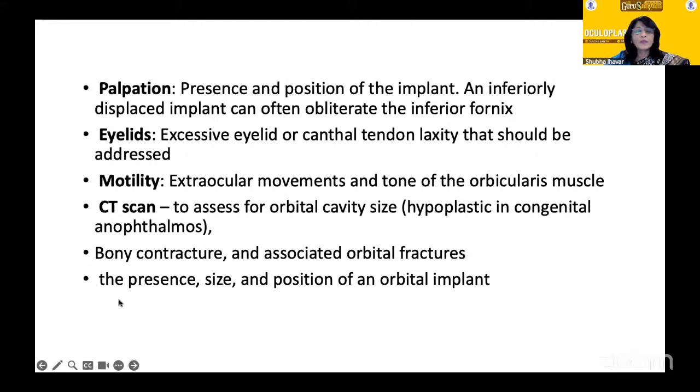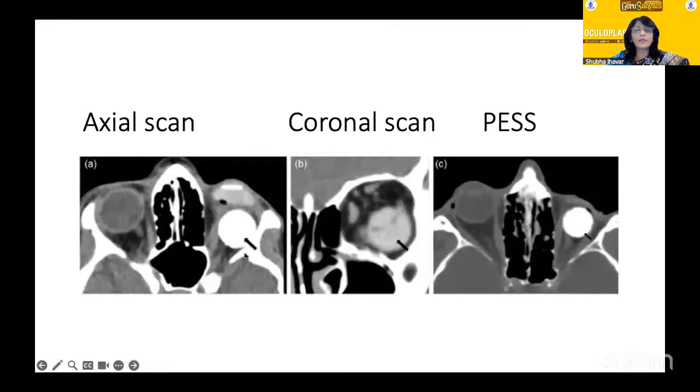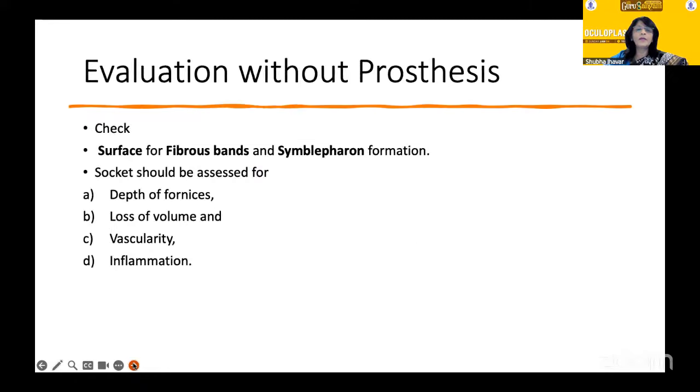And of course, CT scan should be done to assess orbital cavity size. It could be hypoplastic in congenital anophthalmos, or there could be bony contracture and associated orbital fractures. And the presence and size and position of an orbital implant can be seen. So likewise, you can see that there is a displaced implant here, and this is a case of post-enucleation socket syndrome, where you can visualize the implant very well on CT scan.